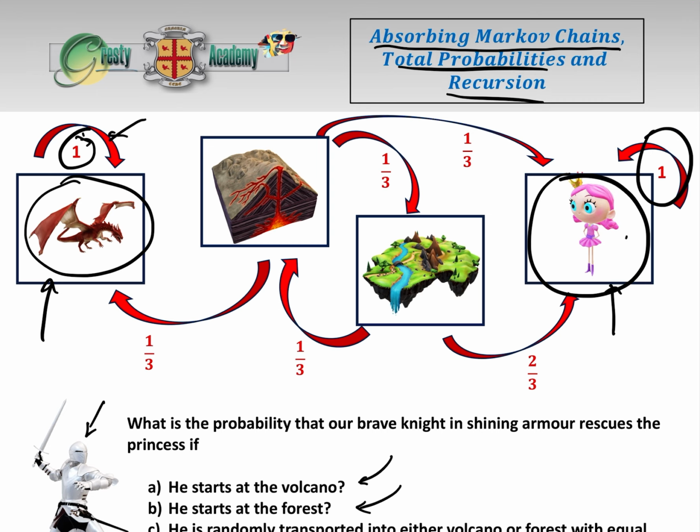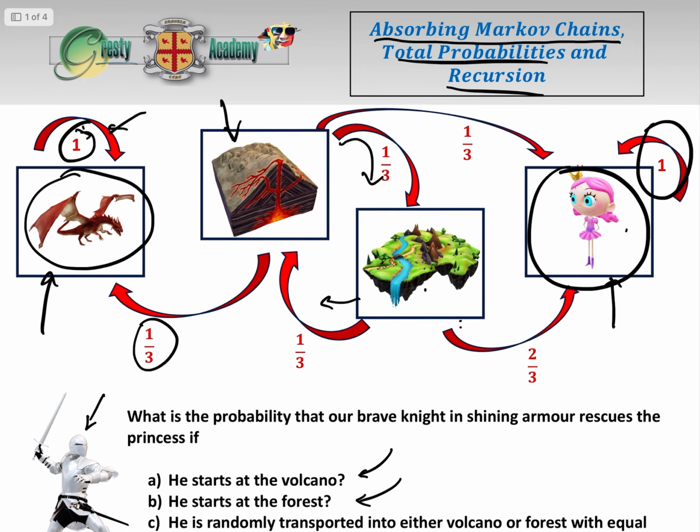The two states which are transient states, the first one is the volcano, and we can see that if he's in the volcano, he has a third probability of being eaten by the dragon. He has a third probability of wandering into the forest, and he has a third probability of directly finding the princess. And here in the forest, he has a 2/3 probability of finding his way out and rescuing the princess, and he has a third probability of finding himself stuck in the volcano. And what we have to do is work these probabilities out.